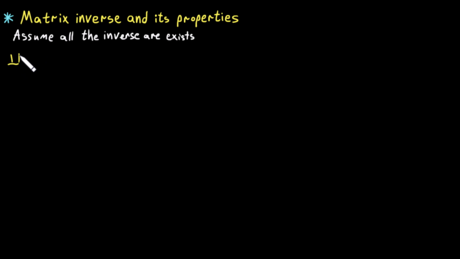First, A inverse is unique. I mean, if you have A inverse, it has only one inverse. So there is no other than this inverse. For example, let's say A equals 1, 2, 3, 4.